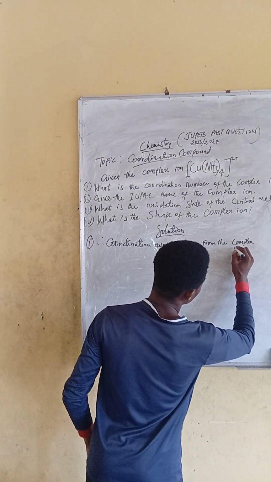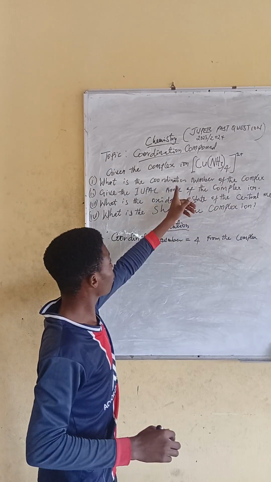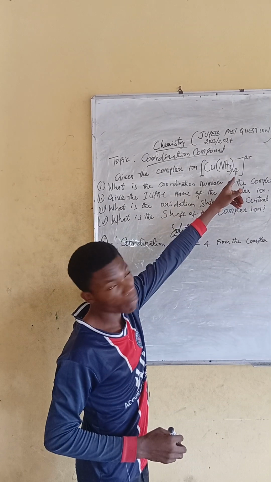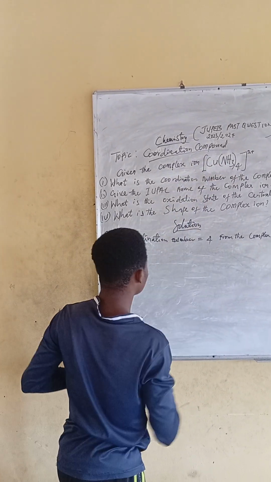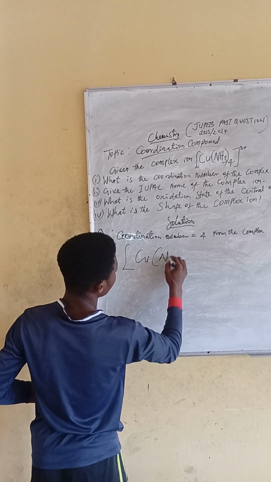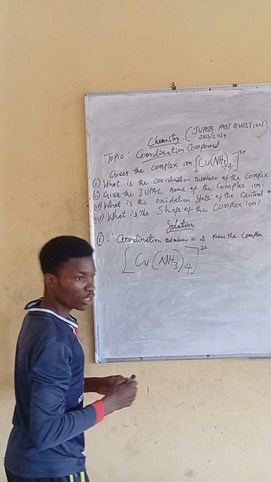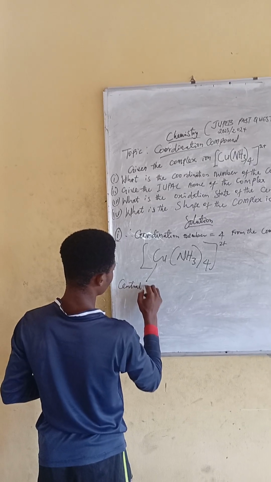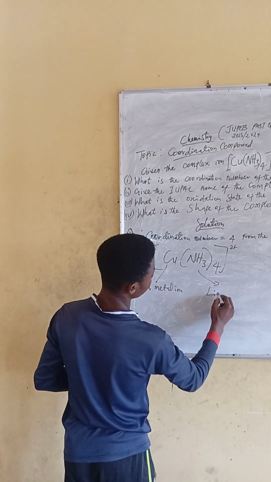From the complex, because I told you earlier, the coordination number is the number that is multiplied with the ligand. So now, here is my ligand. Let me show you something. Here is copper, here is ammonia, multiplied with 4, then here is the ion. This is called the central metal ion, and this is called the ligand.